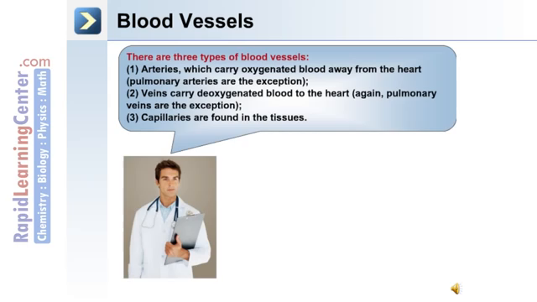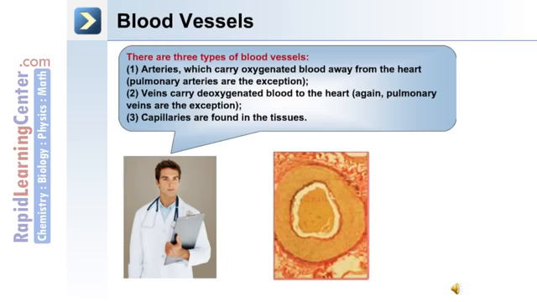There are three types of blood vessels in the body: arteries, veins, and capillaries. Normally, arteries carry oxygenated blood away from the heart. However, the pulmonary arteries are the exception. Normally, veins carry deoxygenated blood to the heart, and again, the pulmonary veins are the exception to this rule. Capillaries are found in the tissues, and they are the site of exchange.